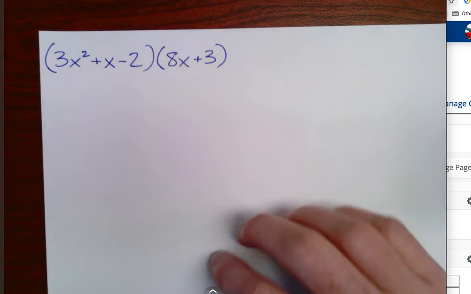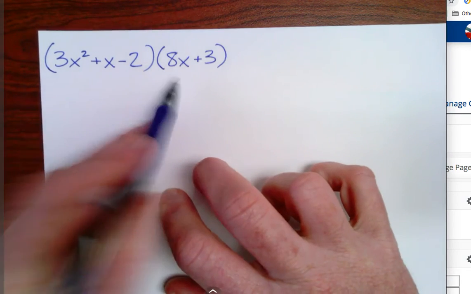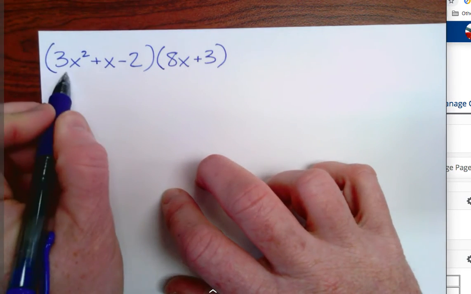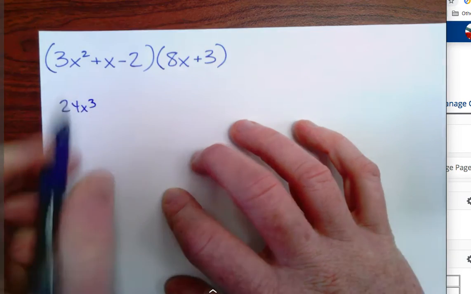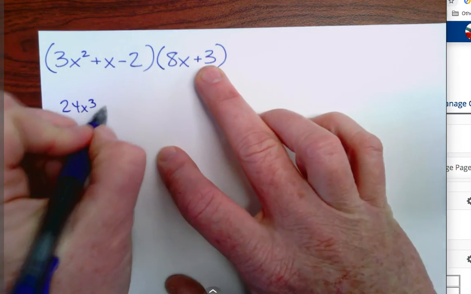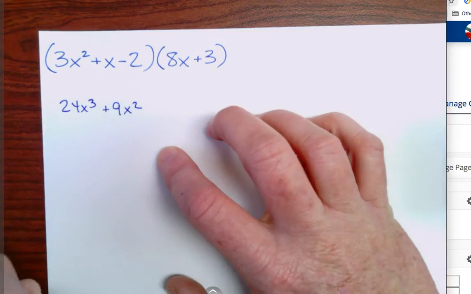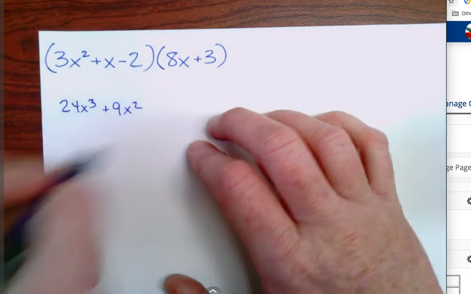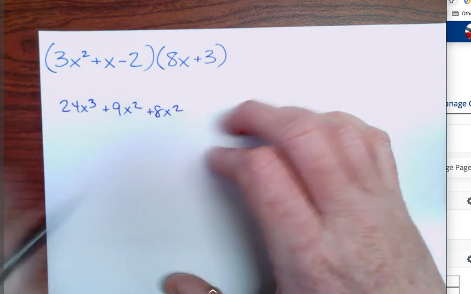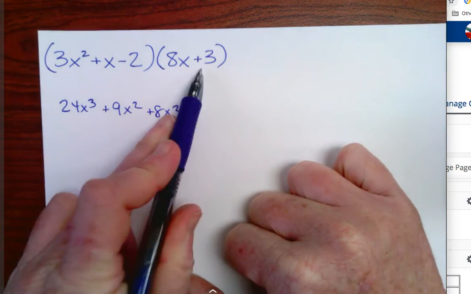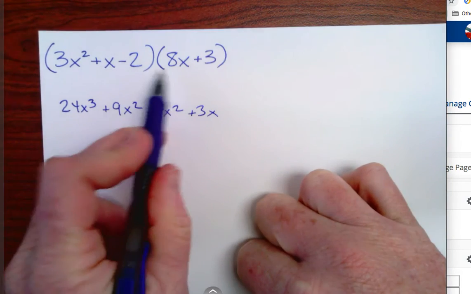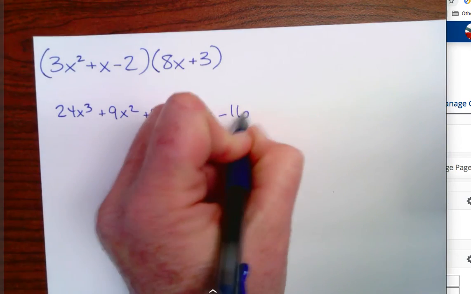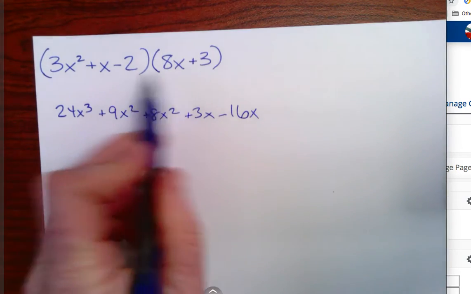All right, and last one. Again, you could use any method. I think I'm just going to go ahead and use the distributive property. 3x squared times 8x. 3x squared times 3. Positive x times 8, x times 3, negative 2 times 8, negative 2 times 3.